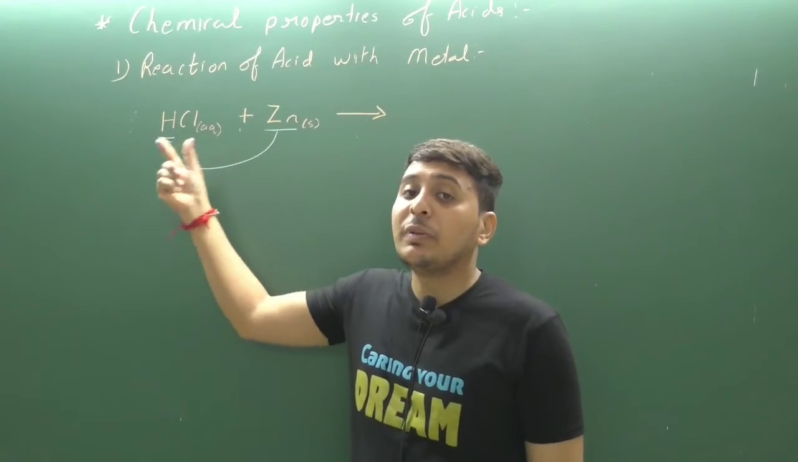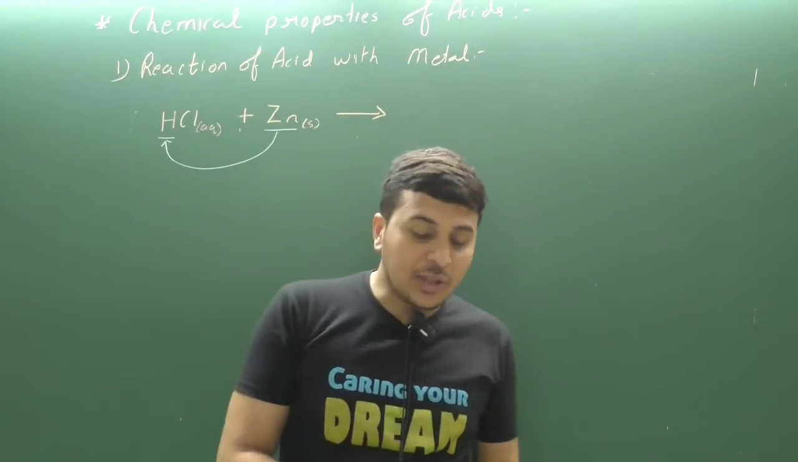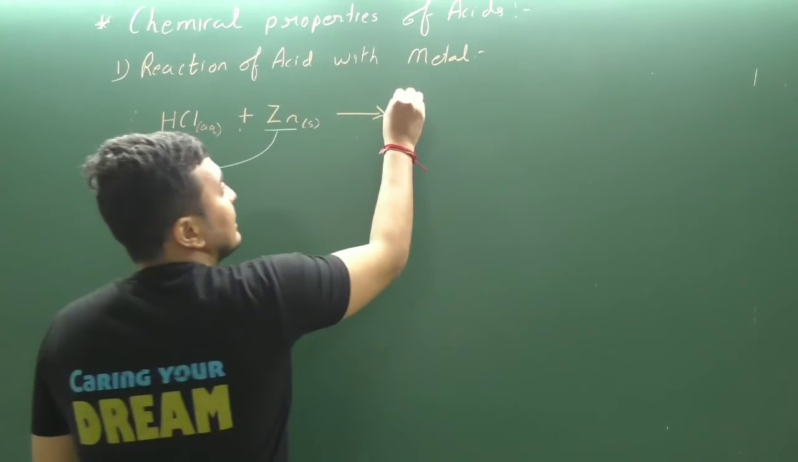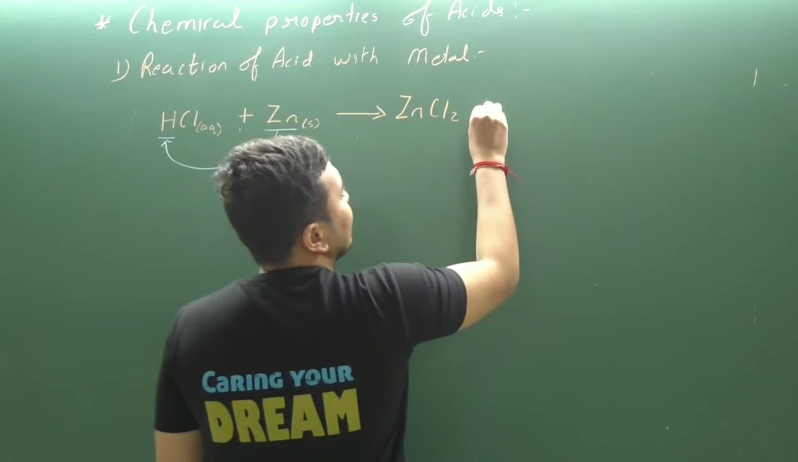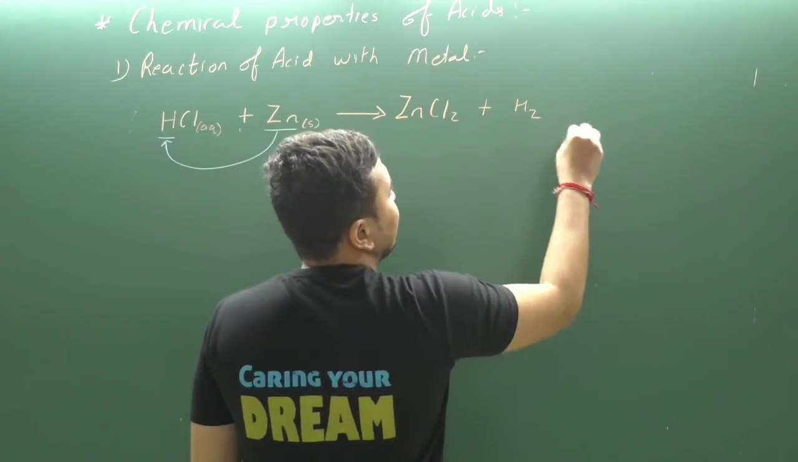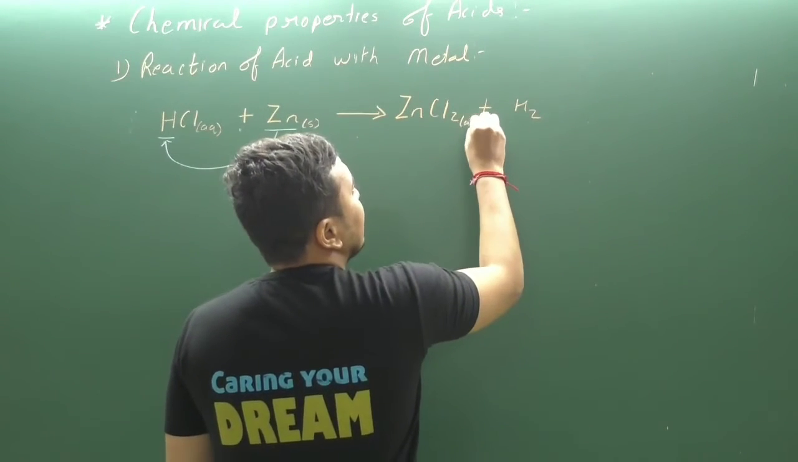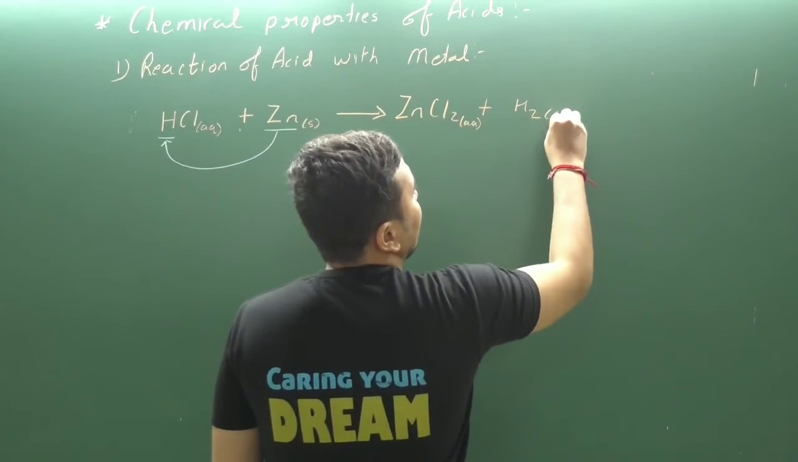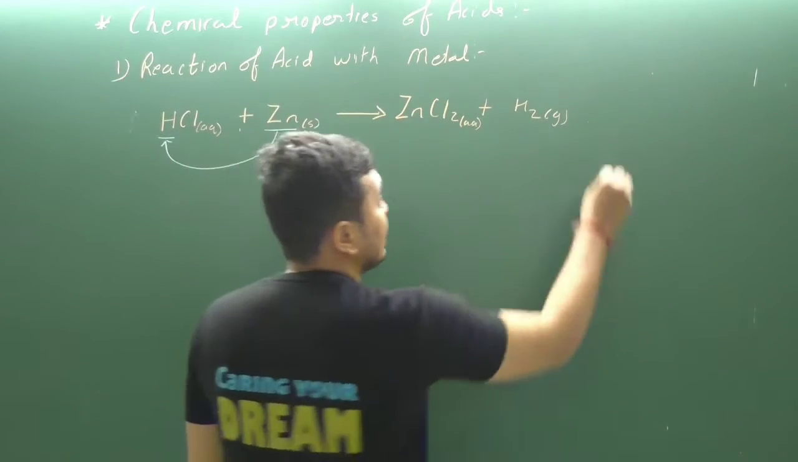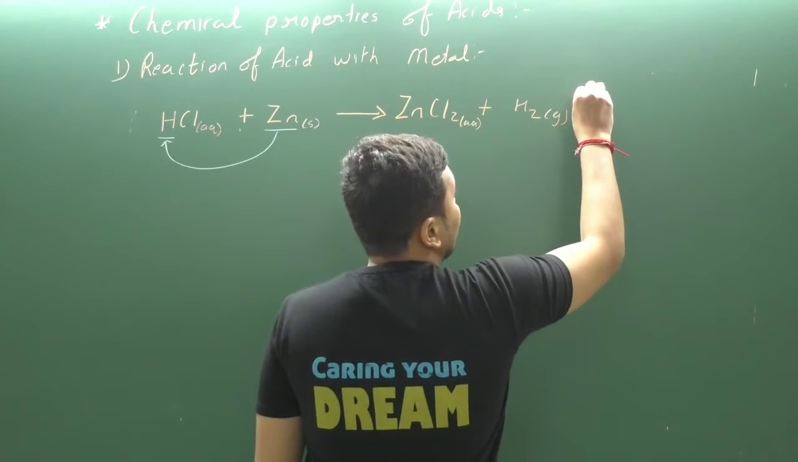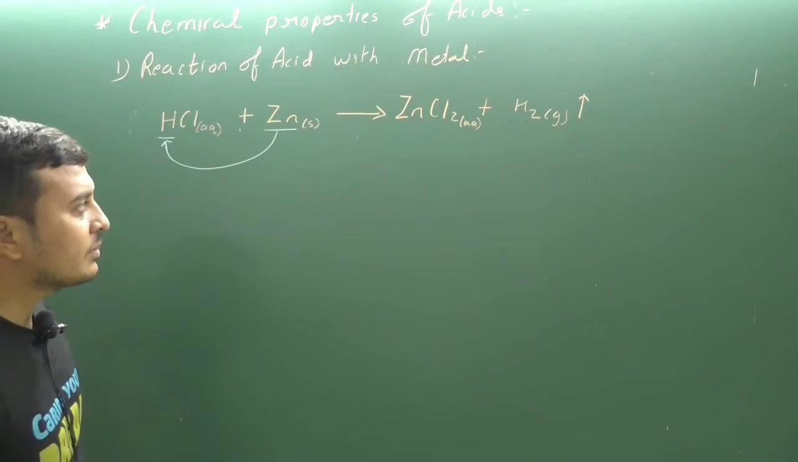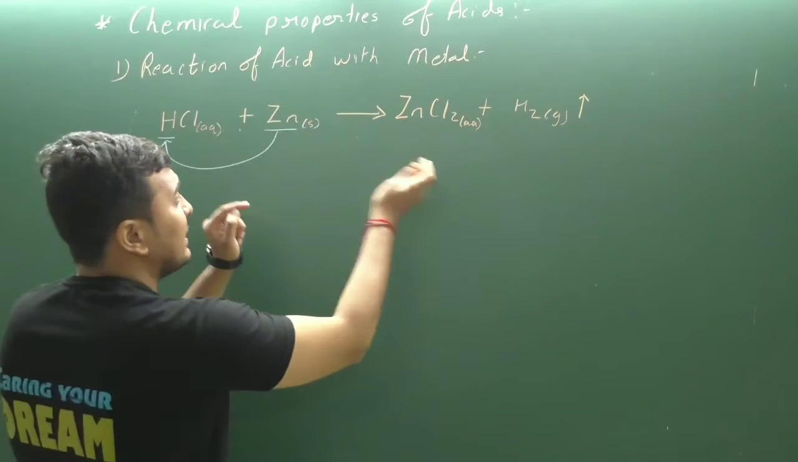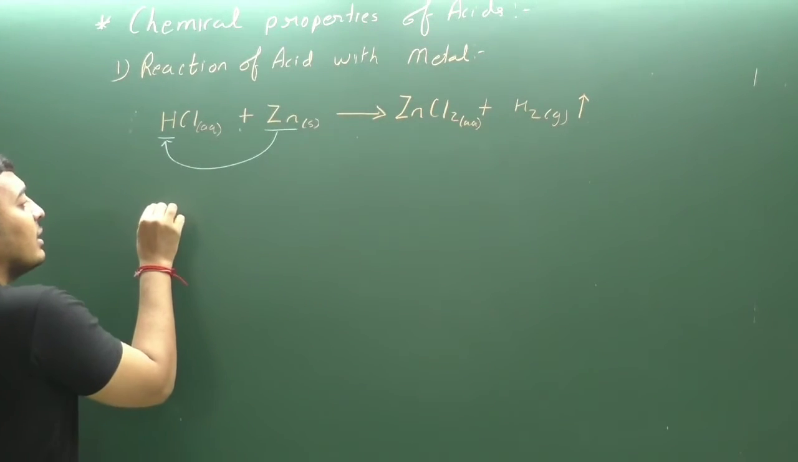Zinc will take the place of hydrogen in HCl. So the compound formed here is ZnCl2, zinc chloride, plus hydrogen will remain alone. It means hydrogen gas will be released. Here, as it is hydrogen gas, we put an upward arrow, so we can see that hydrogen gas is released. Clear? The same thing happens when any metal reacts with a different type of acid.